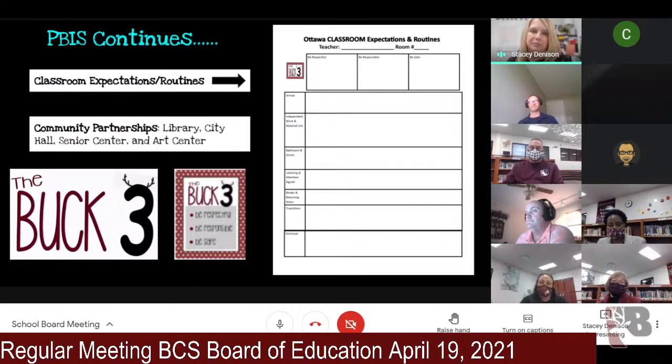The other goal that we have moving forward is our community outreach and partnerships. That was one of the areas on our inventory from Barry and Risa. So how do we get the Buck 3 out there? How do we get more of the community involved in what we're doing here at Ottawa? So we've currently shared posters with the Senior Center and Library, and we're looking to include City Hall, which I may have a connection there, and the Senior Center and Art Center. So we're going to keep getting the word out.